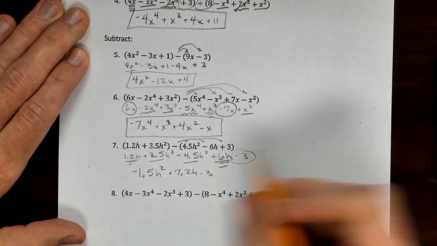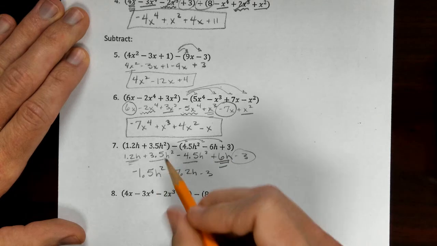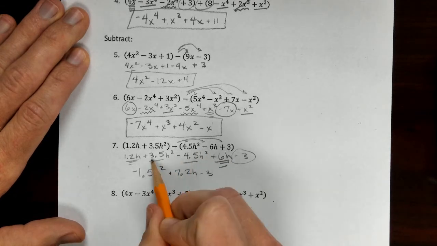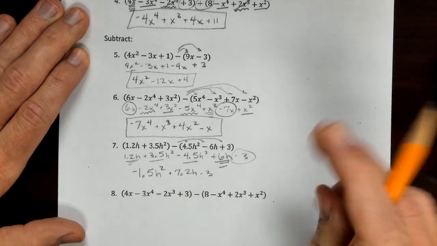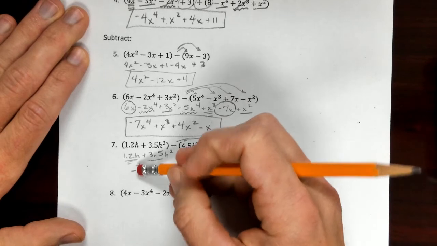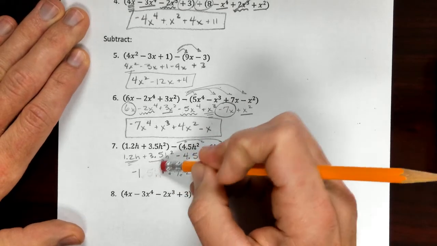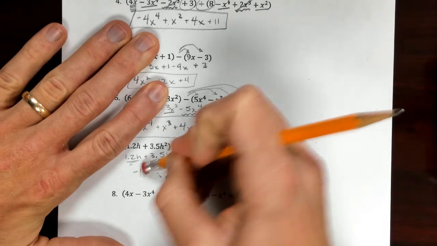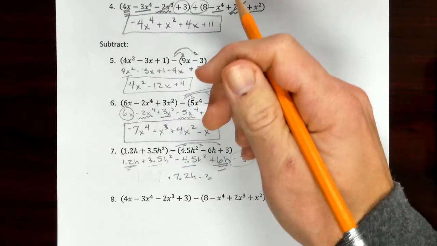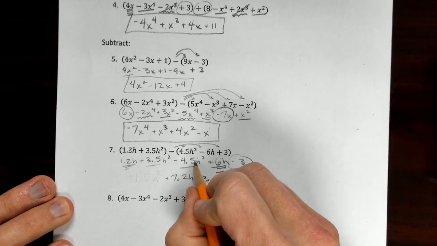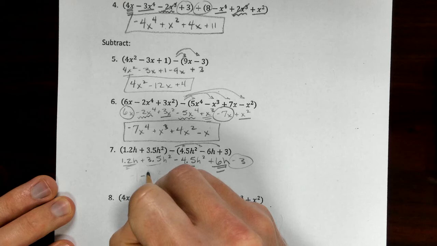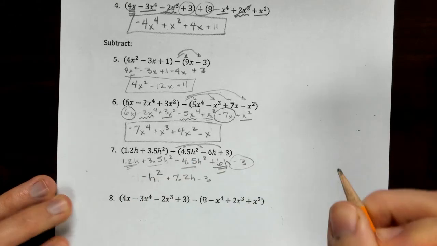Now, if it helps you to mark it out as you combine them, do it. What I mean by that is, I've got a negative 4.5h squared, and I combined it with a 3.5. Coach Sapp, you are not correct. That is negative 1h squared. I'm glad I looked at that. Thank you for pointing that out, guys. Coach Sapp makes mistakes too. So negative 4.5, excuse me, plus 3.5, that gives me a negative 1h squared.